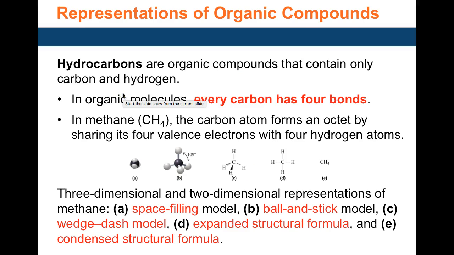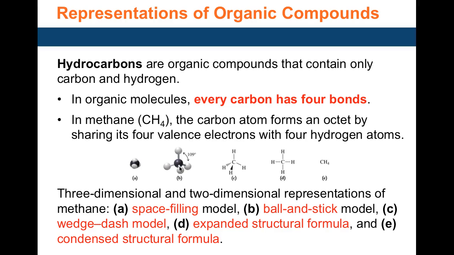All right. So how do you represent organic compounds, the hydrocarbons? One thing to remember is that every carbon has four covalent bonds, because each carbon has four valence electrons. Therefore, in the case of methane, the carbon combines with four hydrogens. Each hydrogen contributes one electron and it forms four covalent bonds.